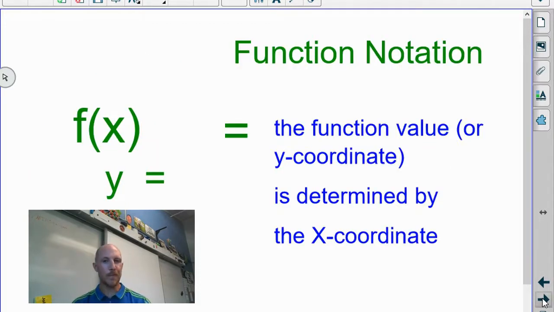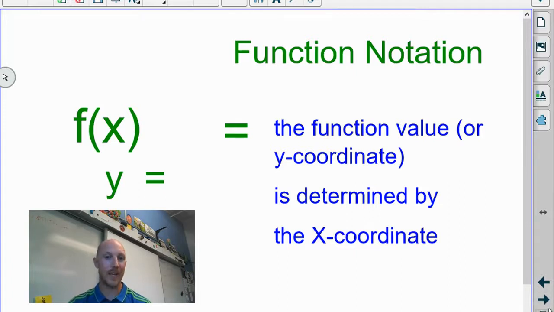So you might remember, hopefully you remember from back there in the past, learning about function notation, which is a type of notation used in math, f of x. And part of the definition for function notation is that the function value, or the y-coordinate, is determined by the x-coordinate. That's the part we've got to pay attention to for today. The rest of the definition says every function value has only one x-coordinate associated with it. Still true, not quite as important for what we're doing today.